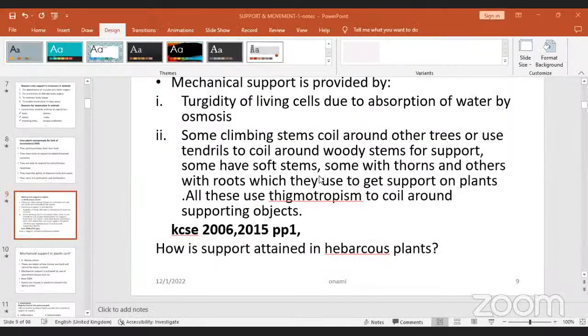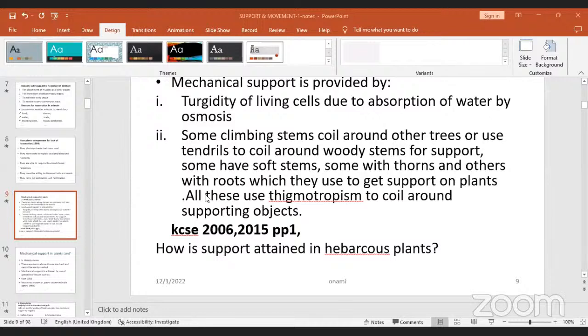So some will use thorns, some will use tendrils to attain support. And there's a point here that they use thigmotropism to coil around objects. Some will use thigmotropism to coil around supporting plants.